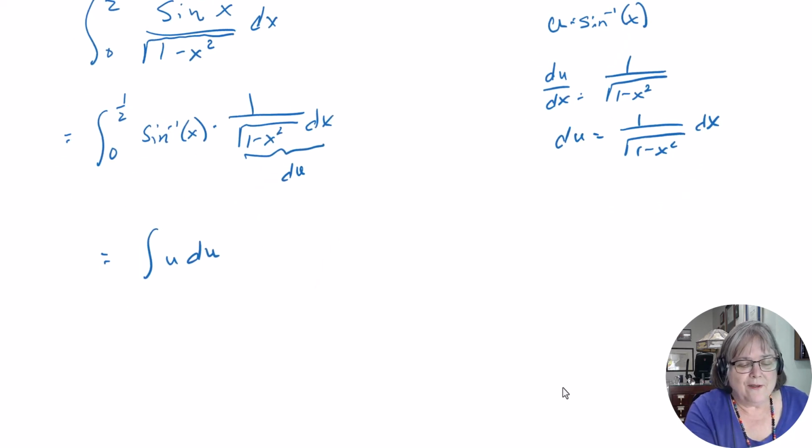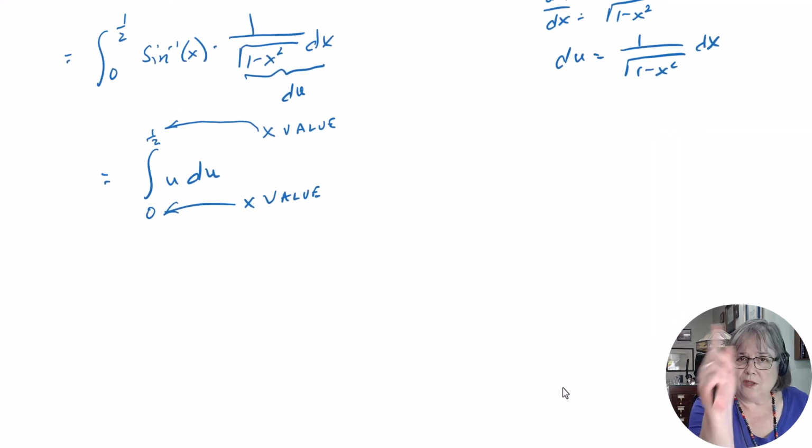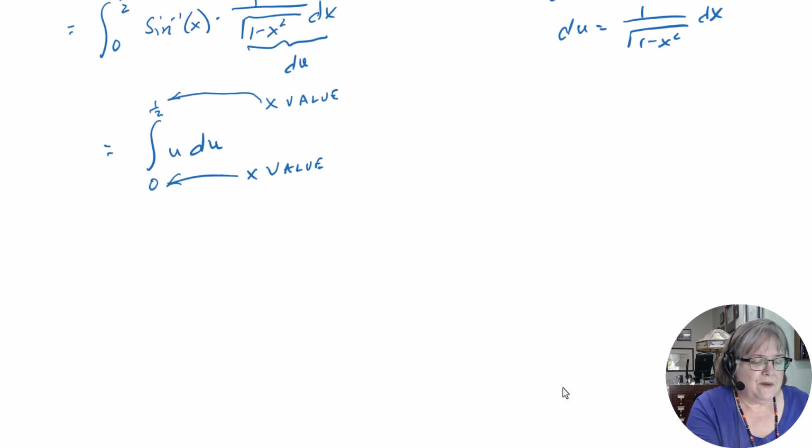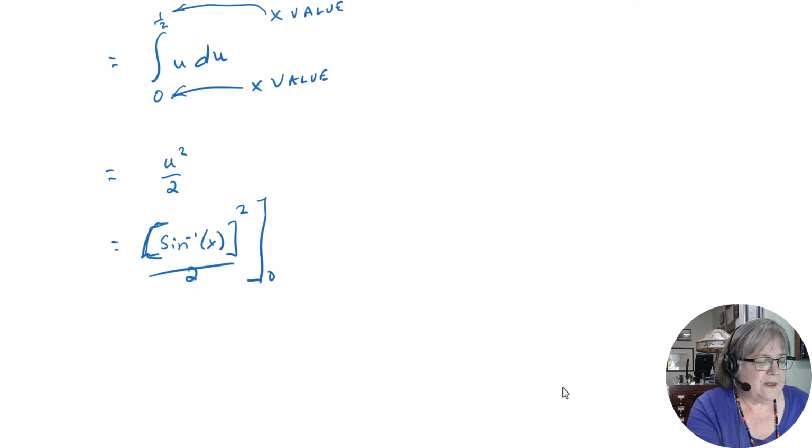Now, again, if you're going to sit here and carry on these 1/2s and this 0 and everything, keep in mind that these are x values. And you cannot just substitute those into u right now. Now, you can go through and change those x's to u values, right? But let's not, okay? So to integrate this one, you would then have u squared over 2. But u was the inverse sine of x, squared over 2, right? And you're going to integrate from 0 to 1/2.